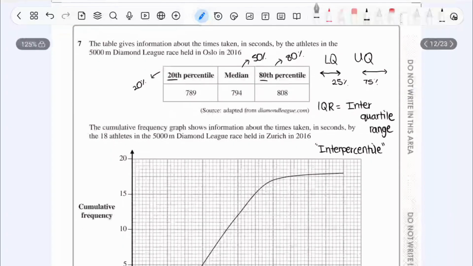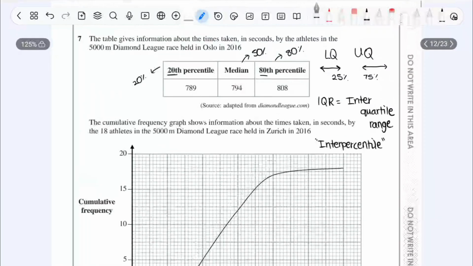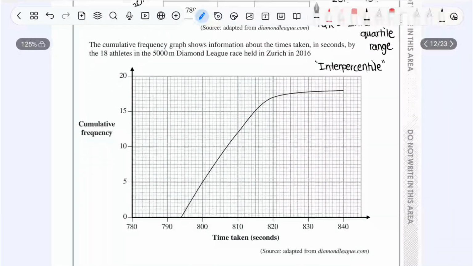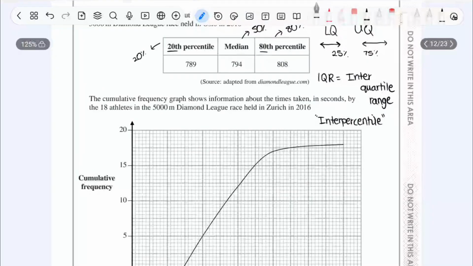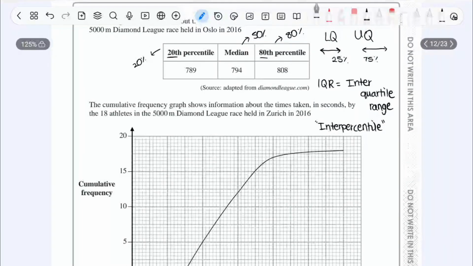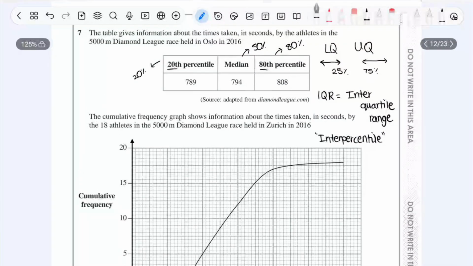So it makes sense if you're going to compare this data, which is for Oslo 2016 to Zurich in 2016, if we're going to compare those two, then you might as well use the same format. And the format they've given for the first one is the median and the 20th and the 80th percentiles. Now with the median, we can just compare it just as we did with our box plot question. And as you saw, we compared the IQR for the box plot questions. It's a bit similar here. We're just going to apply the same thing and find the interpercentile range this time and compare the two.